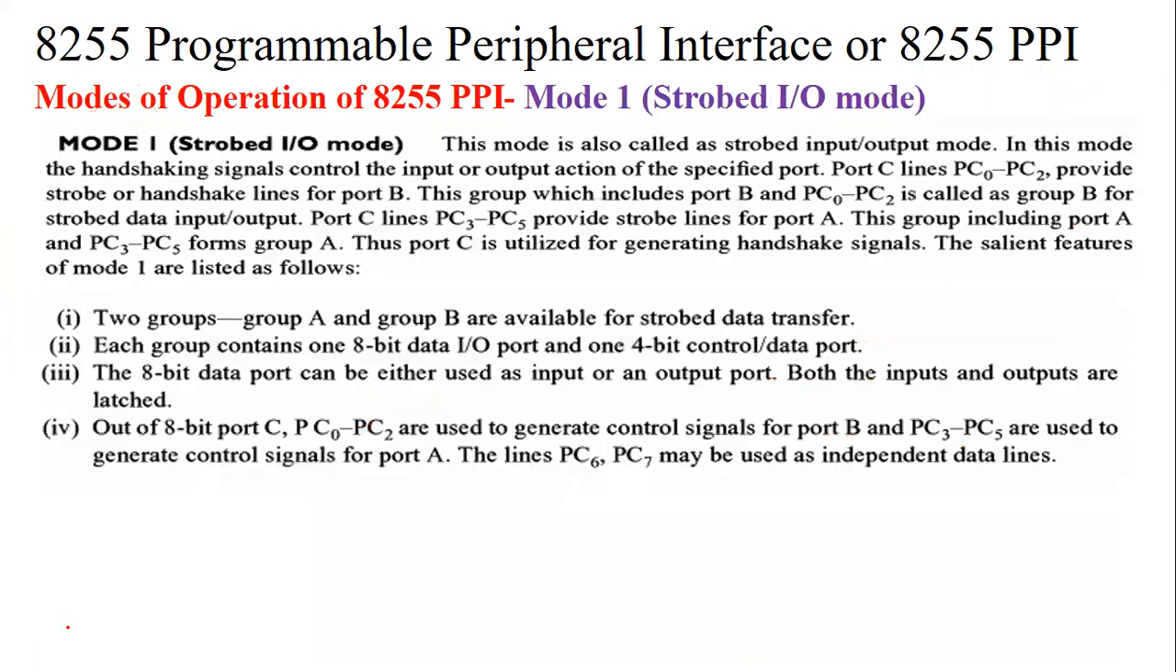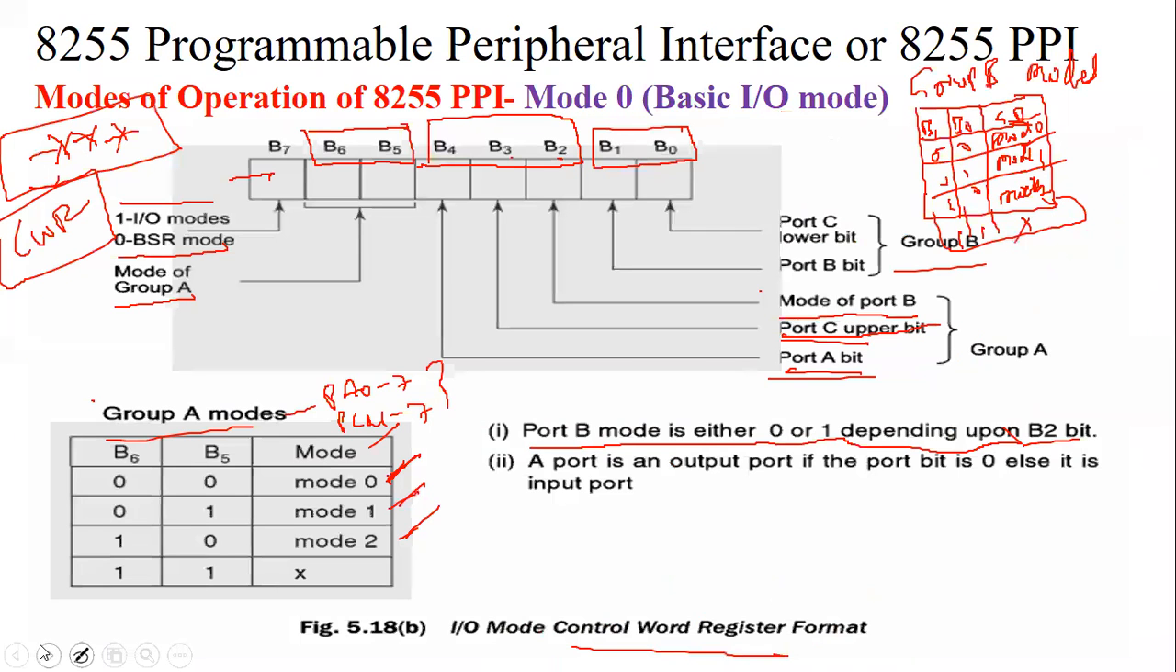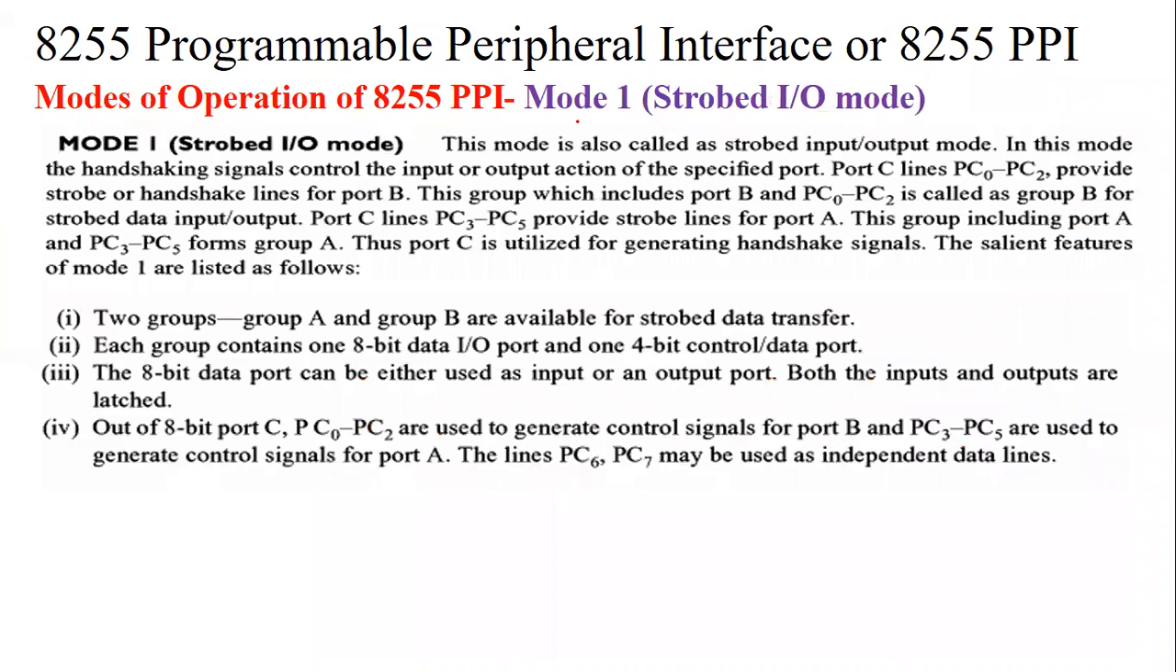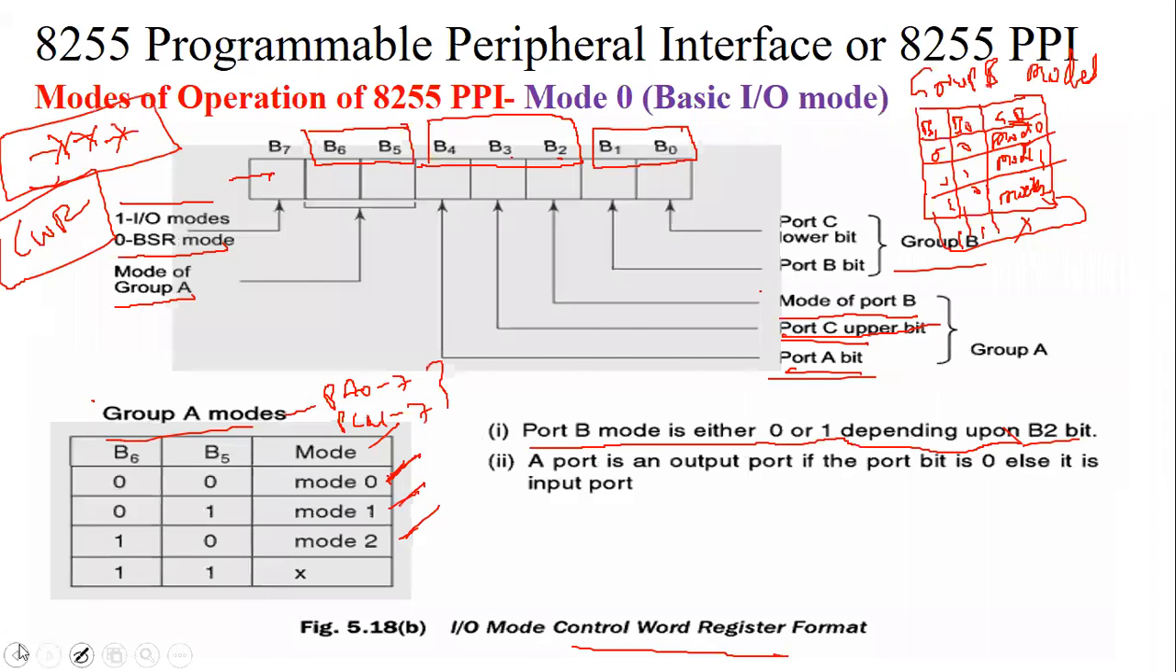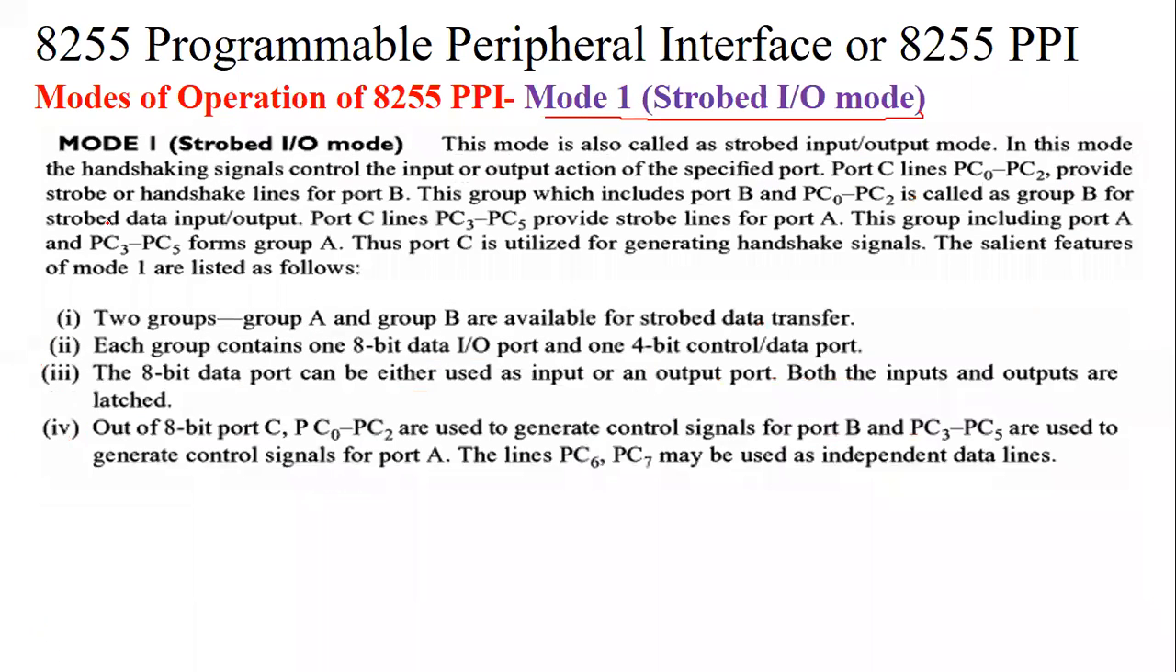Now, first we are going to see the 8255 modes. These are the basic modes. This is mode 0, the basic IO mode, which you have already discussed. These are the features of the basic IO mode. Now see mode 1. You can also call it the strobed input mode. Then we are also going to discuss mode 2, which you can call the strobed bidirectional mode.